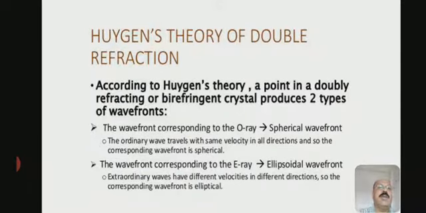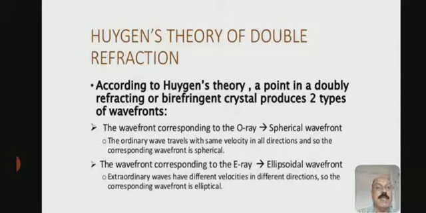Huygens theory of double refraction. According to the Huygens theory, a point in a double refracting or birefringent crystal produces two types of wavefronts. The wavefront corresponding to the ordinary ray is a spherical wavefront. The ordinary wave travels with the same velocity in all directions, and so the corresponding wavefront is spherical.